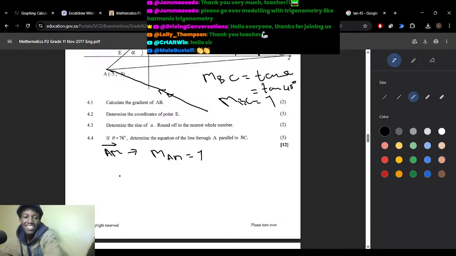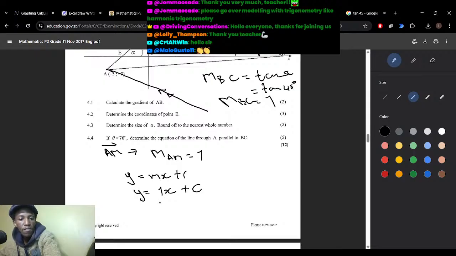And we know the equation of a straight line is y equals mx plus c. So it's 1x plus c. But now we know that this line passes through A. The only variable that we do not know is c. So we can calculate c using the coordinates of A. We're going to substitute the coordinates of A into our equation so that we can solve for c. Let's proceed and do that.